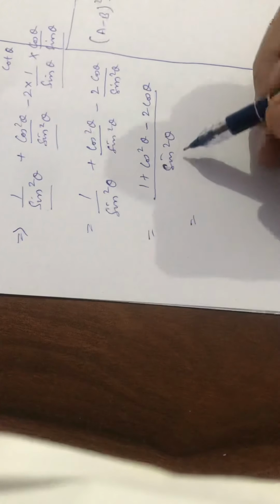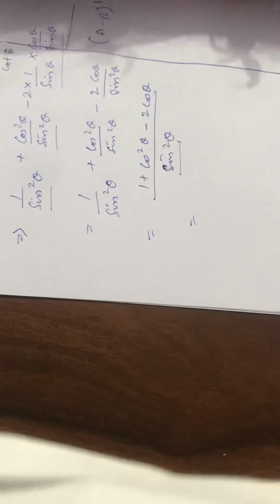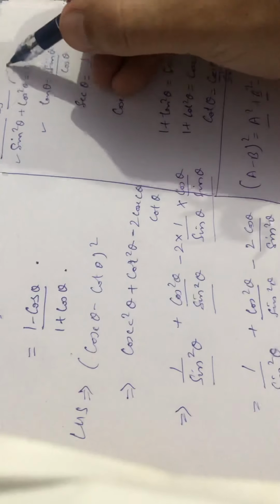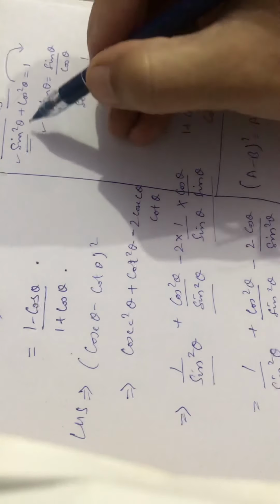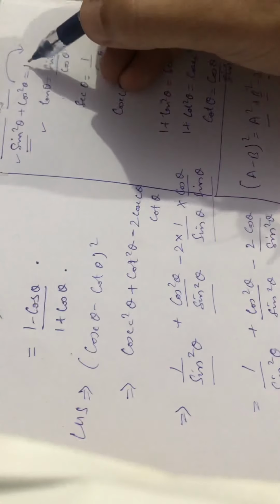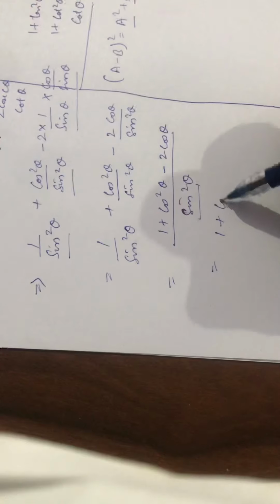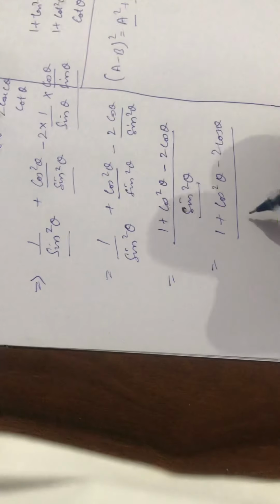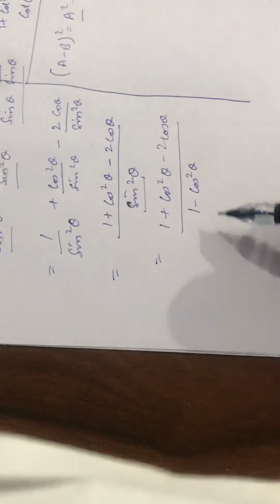So what happens is when we have a sine square theta here, if we check this equation and move this cos square theta to the right side, we will have the value of sine square theta. So when we move it to the right side, it will be 1 minus cos square theta. So in the same way, (1 plus cos square theta minus 2 cos theta) upon (1 minus cos square theta). So this is how we change it.